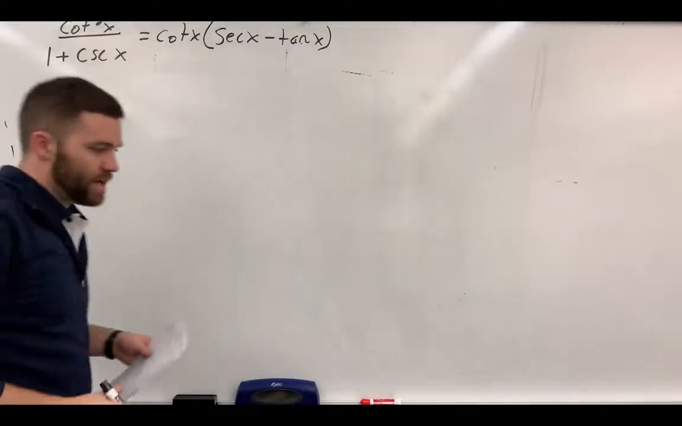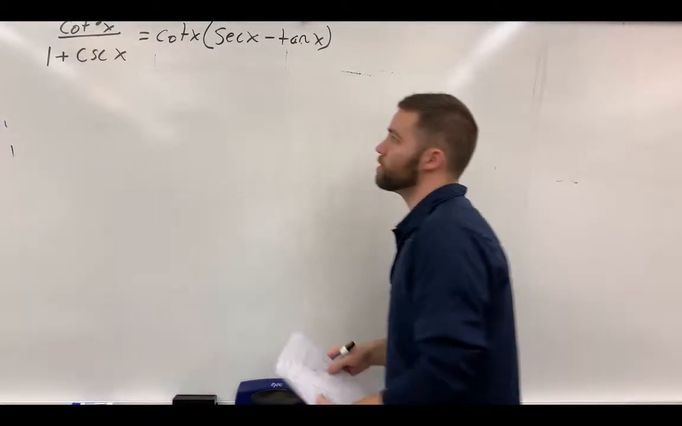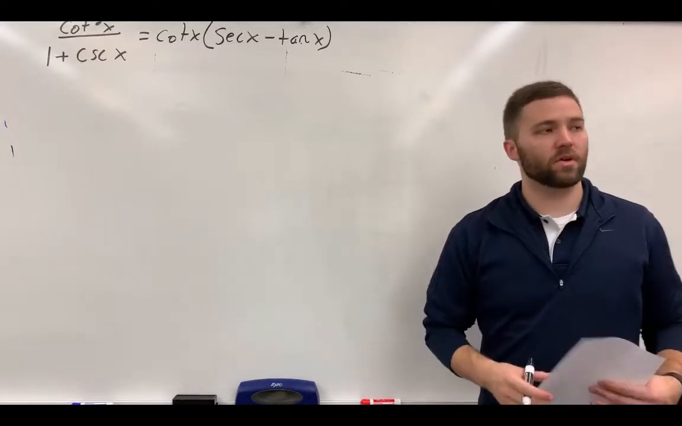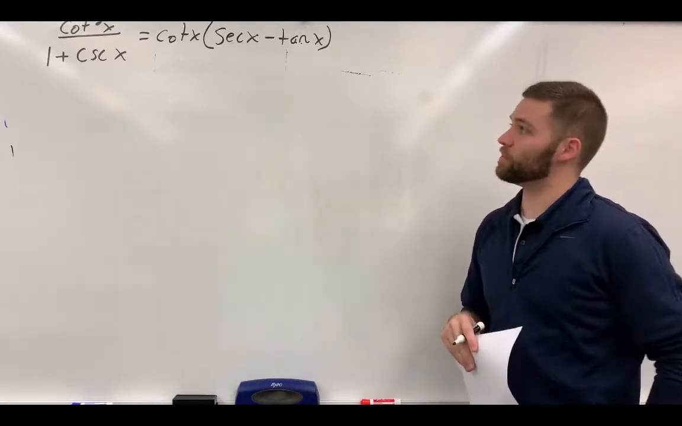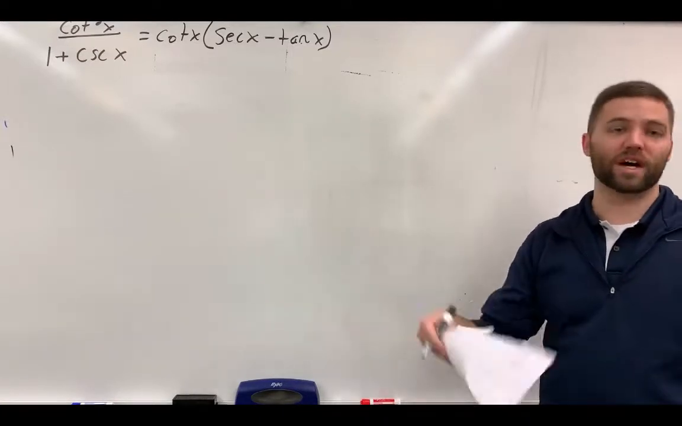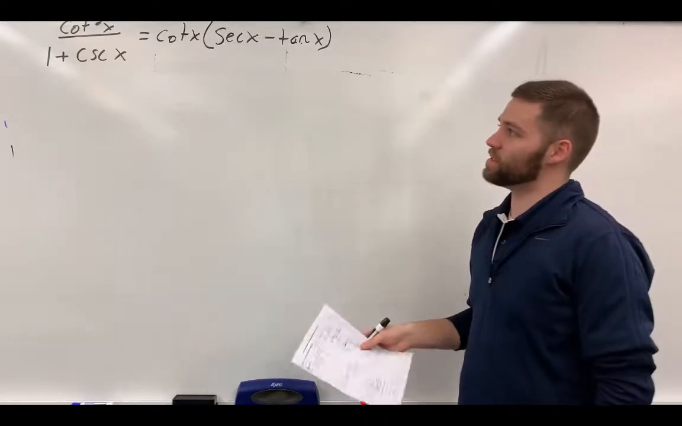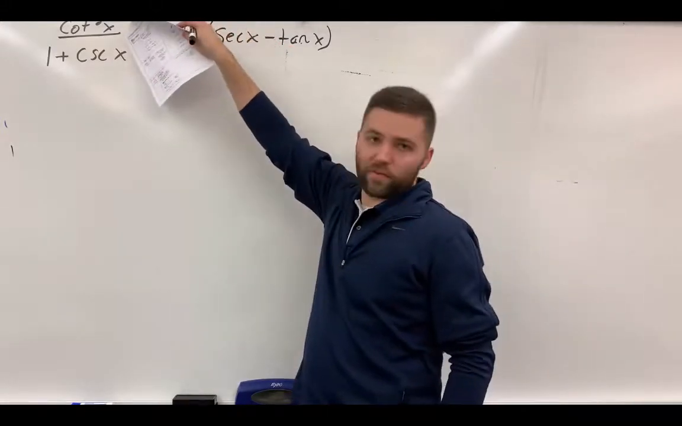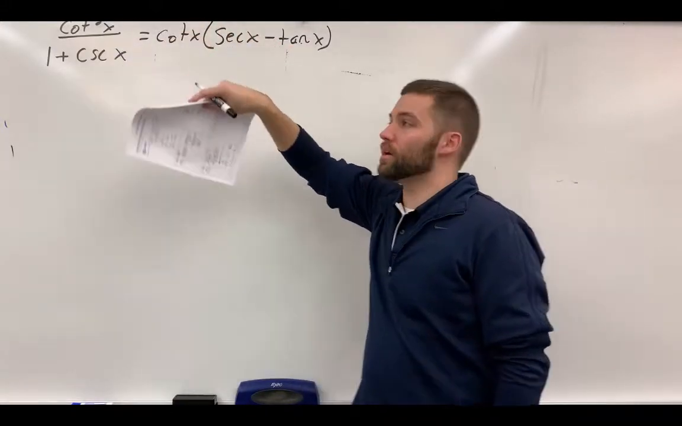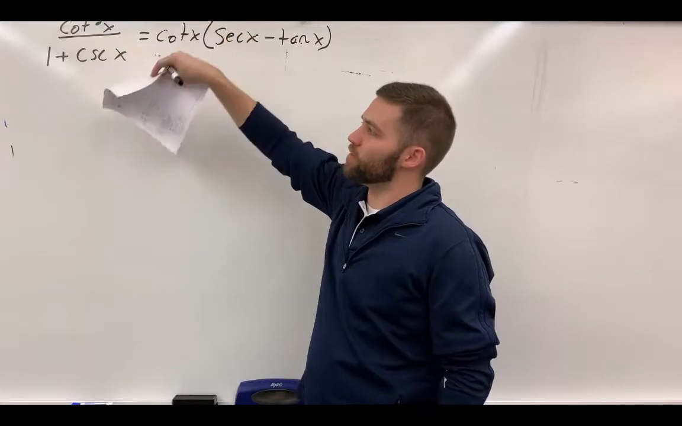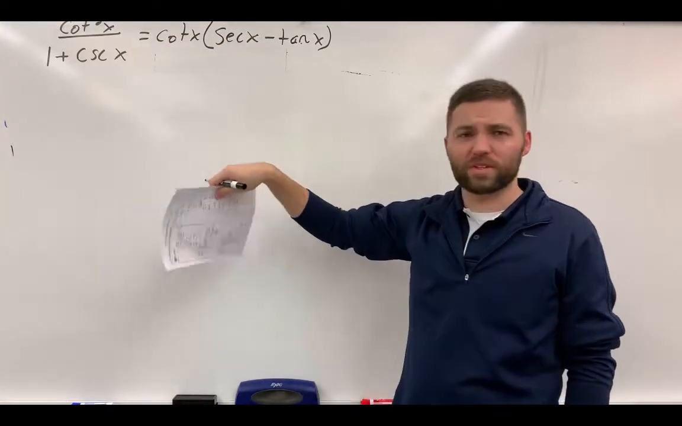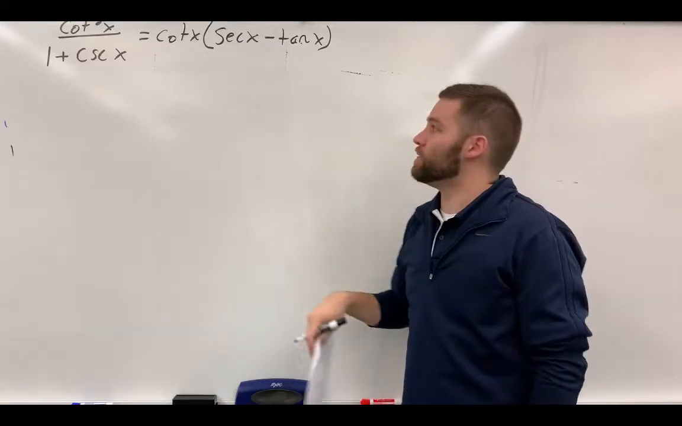All right, in this example, we have cotangent squared over 1 plus cosecant is equal to cotangent times secant minus tangent. So in this one, it's not clear what is the easiest or what is the most complicated side. So it's maybe a little bit difficult to see where to start. I think that starting with the fraction side is going to be better because usually working to get rid of a fraction is a little bit easier than trying to build up a fraction. Not always, but that's a good rule of thumb if you're totally stuck.